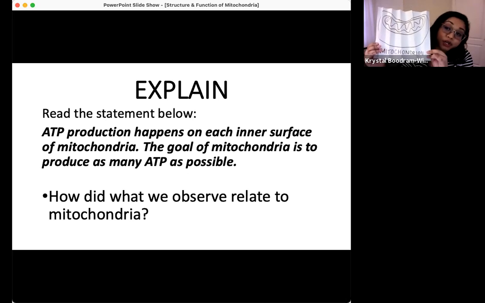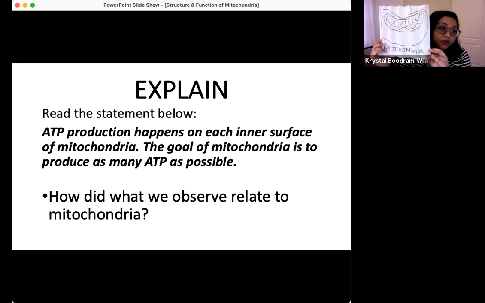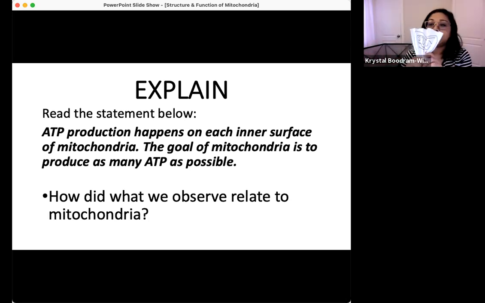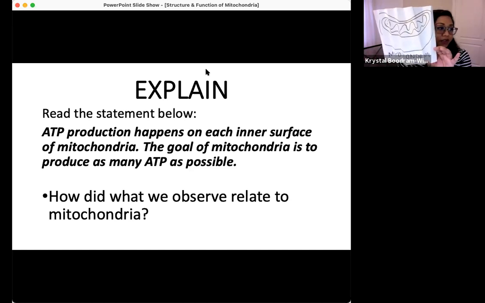How did what we observe, what I just did, relate to mitochondria? The fact that I folded up this paper, created all these different surfaces on this paper, how does what we observe relate to the mitochondria? Again, pause the video, answer the question.